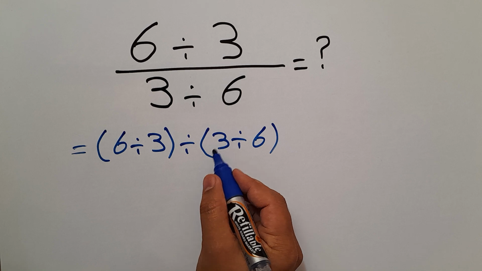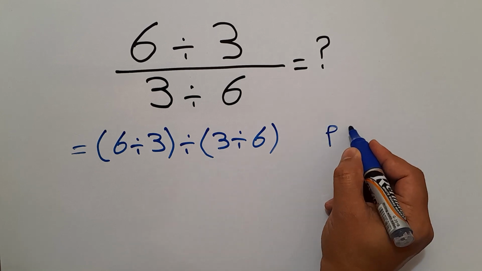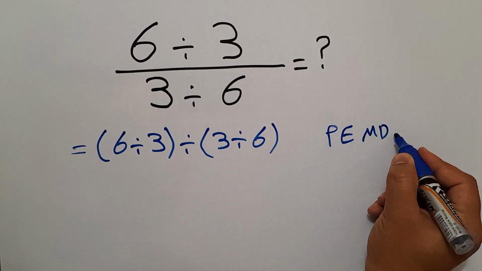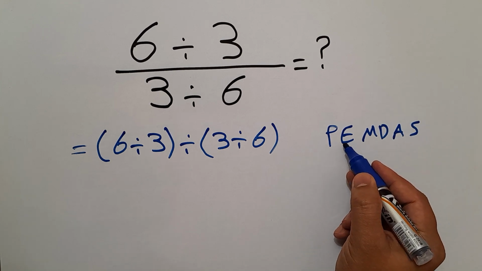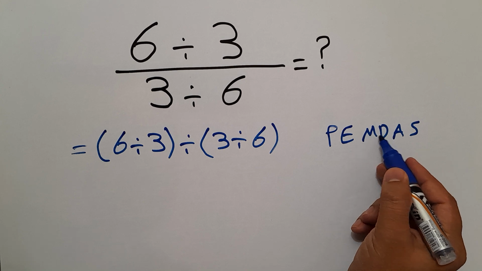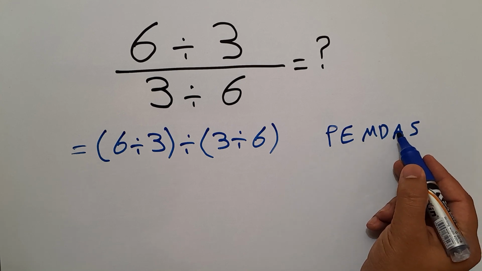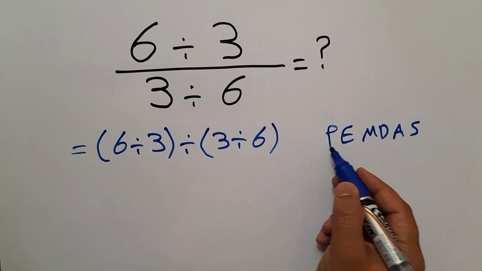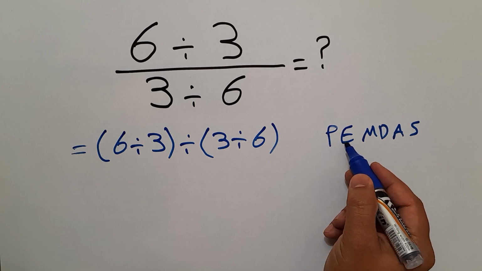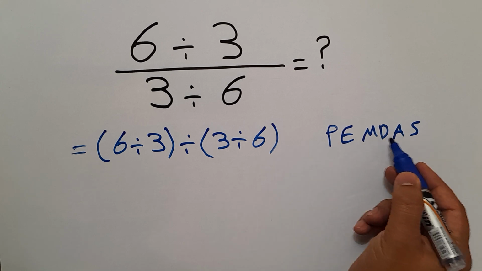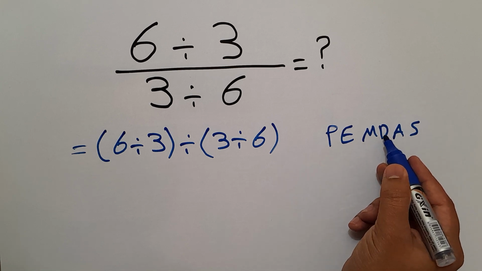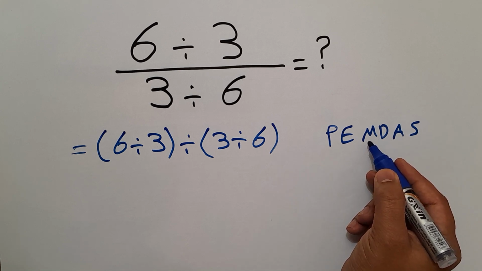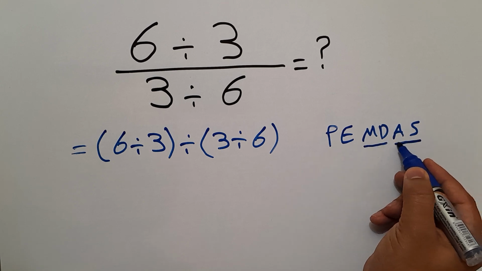And now, according to the order of operations, which is PEMDAS, P stands for parentheses, E stands for exponents, M and D stand for multiplication and division, and A and S stand for addition and subtraction. We first do parentheses, then exponents, then multiplication and division, and finally addition and subtraction. Remember that multiplication and division have equal priority and we have to work from left to right. And the same applies to addition and subtraction.